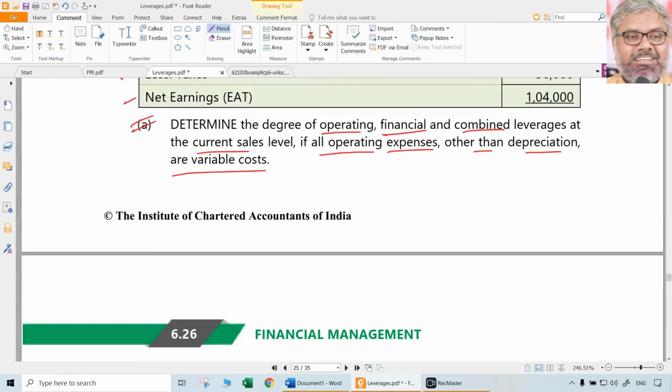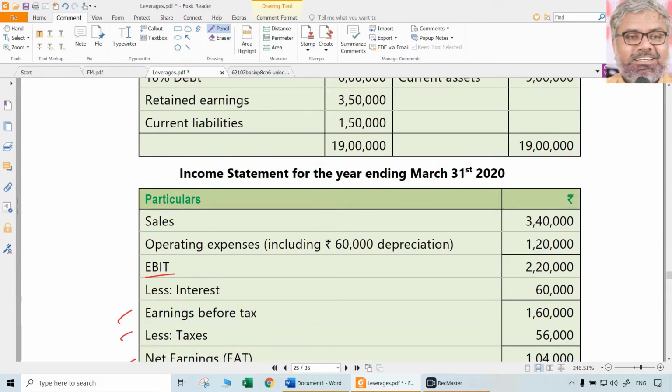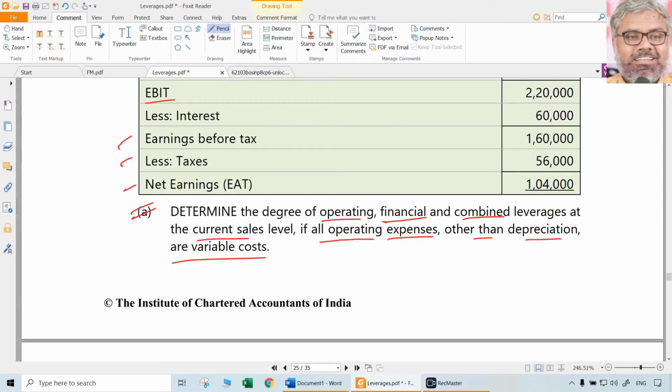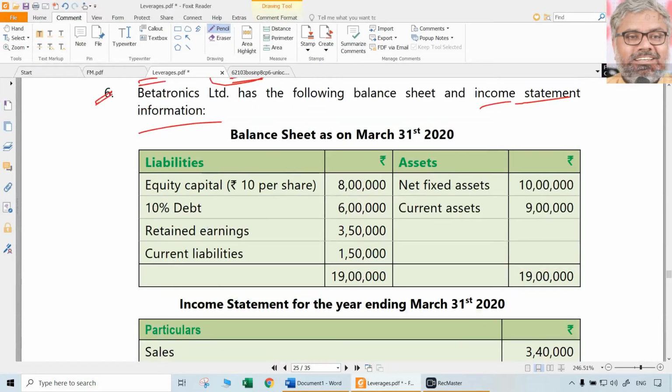If you want to find out EPS at the new sales level, first of all, we should know the EPS currently. That is the first point. But anyway, we'll come to the second bit later. First, let us find out operating, financial and combined leverages using the formula, straightforward. So, this is question number 6.